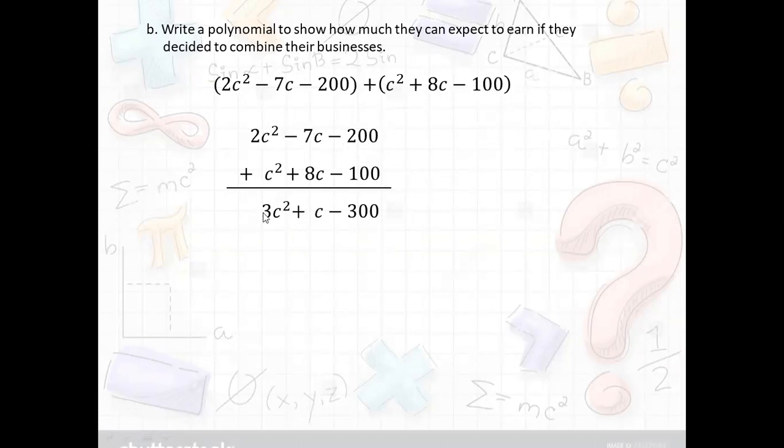So 2 plus 1 is 3, so 3c squared. Minus 7 plus 8 will give us a plus 1, but I did not write 1 here, it's plus c. Minus 200 minus 100 will give you minus 300, right? So this is the answer for part B of the same question.